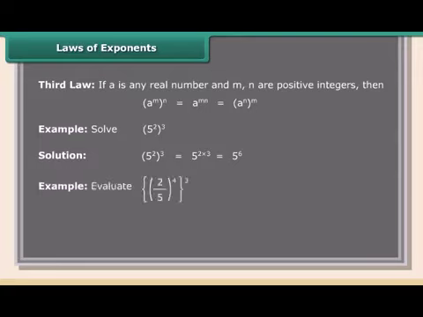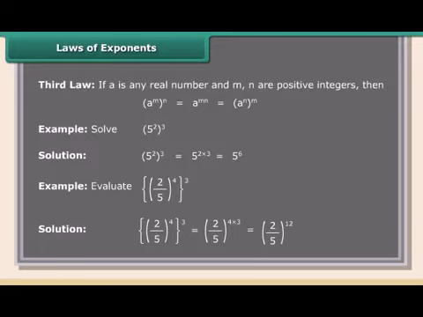Example: evaluate 2 upon (5^4)^3. Solution: 2 upon (5^4)^3 is equal to 2 upon 5^(4 into 3), which is equal to 2 upon 5^12.